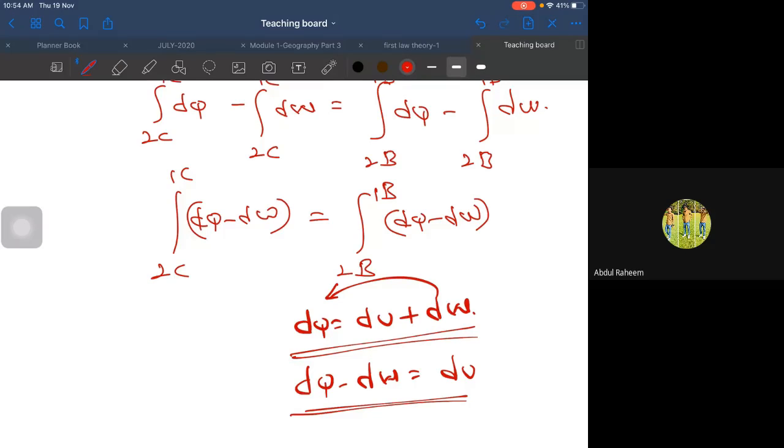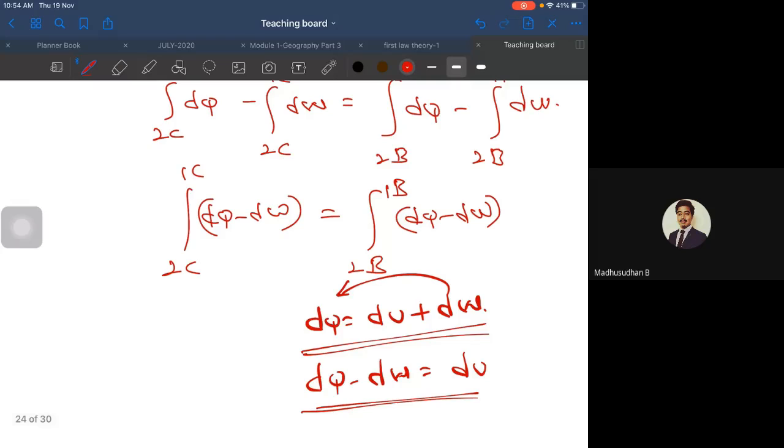Now, look here. Here it is dq minus dw. Here it is dq minus dw. So I can replace it with du, right? So I can write it as integration from 2C to 1C du equals integration from 2B to 1B dq minus dw, which is du again.